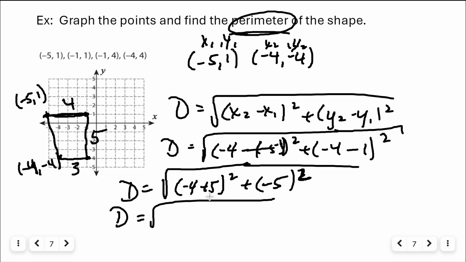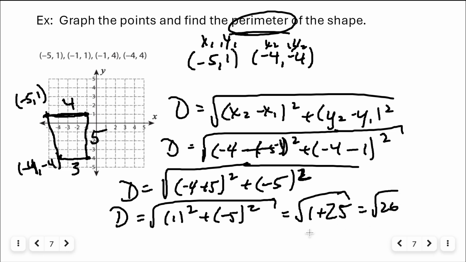Over here, these two signs are different. 5 minus 4, that's 1 squared plus negative 5 squared. 1 squared, that's 1. Negative 5 squared, negative 5 times negative 5 is 25. That's the square root of 26.